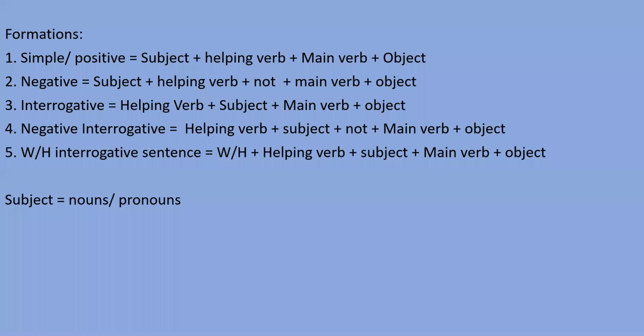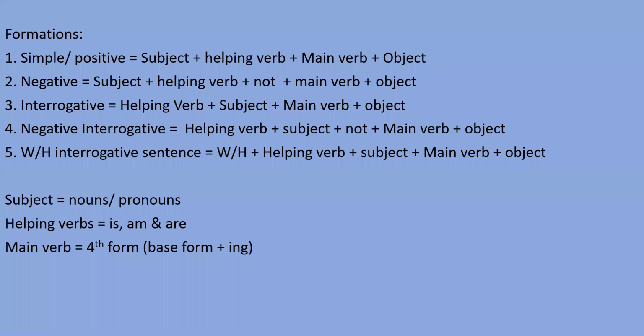And about the subject, you know that subjects are our nouns and pronouns. And the helping verb we need to use in this tense is is, am, are. Remember this: present continuous tense helping verb is is, am, are, right? For the main verb, the fourth form you have to use. Fourth form I have told you: base form plus ing. That form we can say the fourth form also. Object: nouns and pronouns, right? Like if I say Rahul is watching TV, Rahul is the subject and is is the helping verb. Watching is the main verb and TV is the object, right?